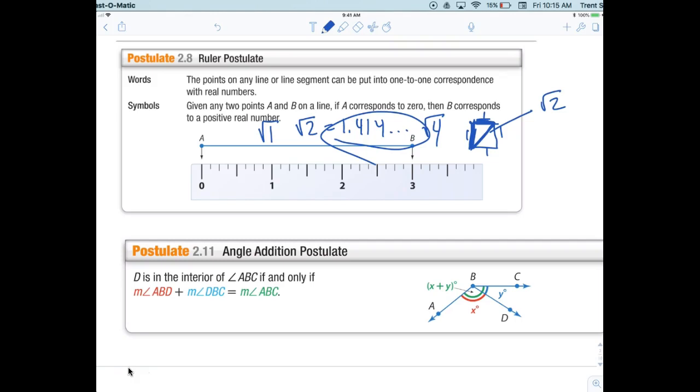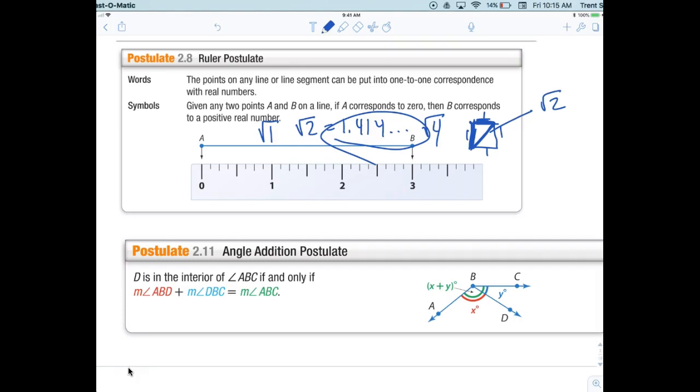Same thing with pi. With a little help from calculus, they were able to figure out what pi is, approximately. All right? I know pi fits somewhere on that ruler, right? Because it's 3.14 approximately. Agreed? So that's simply what the ruler postulate is saying. All right? Probably not going to use it that much, but it's something very important.